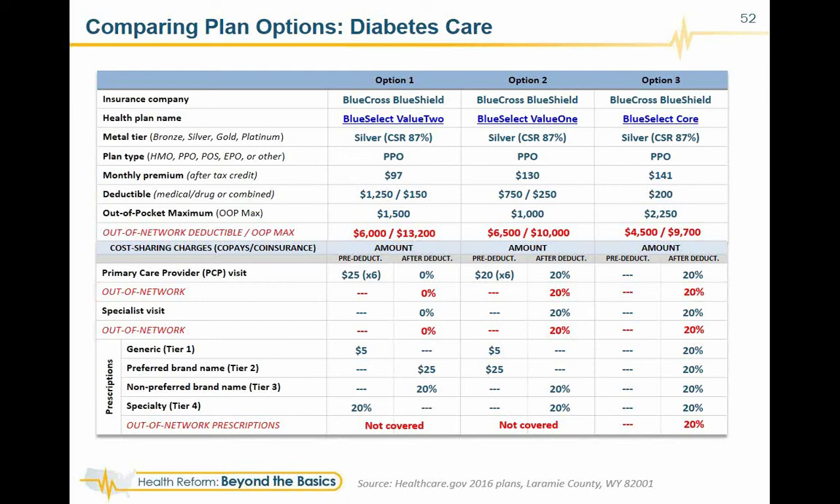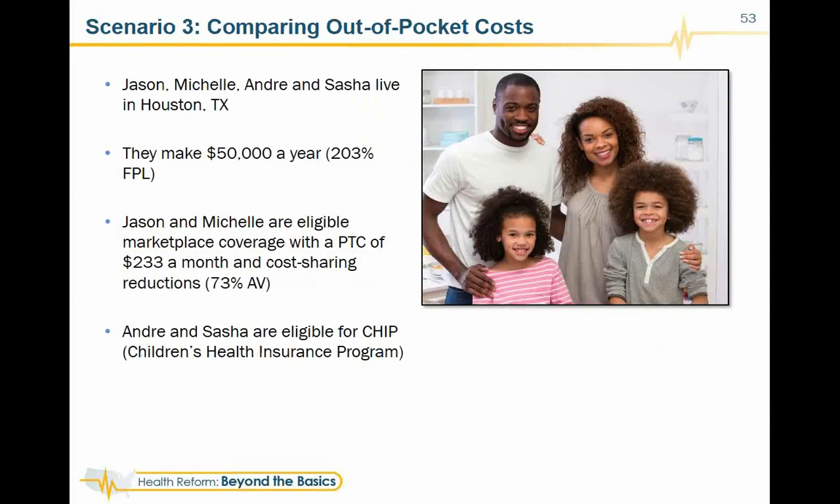Now, let's move on to our last example. This is Jason, Michelle, Andre, and Sasha. They live in Houston, Texas, and make $50,000 a year. When they apply for health coverage, they find that Andre and Sasha are eligible for the Children's Health Insurance Program, and that Jason and Michelle are eligible for marketplace coverage with a tax credit of $233 a month and cost sharing reductions.